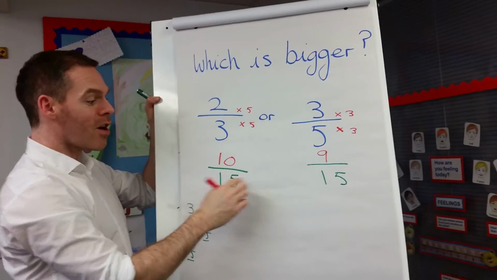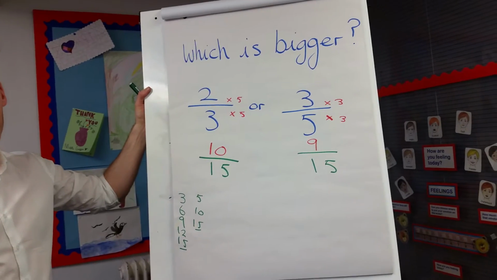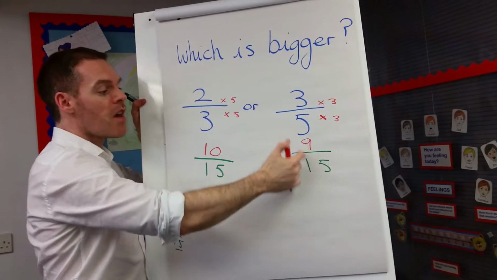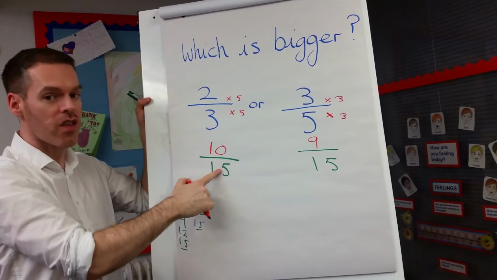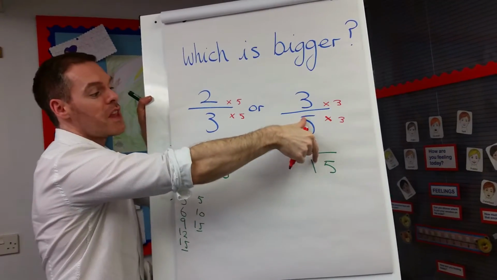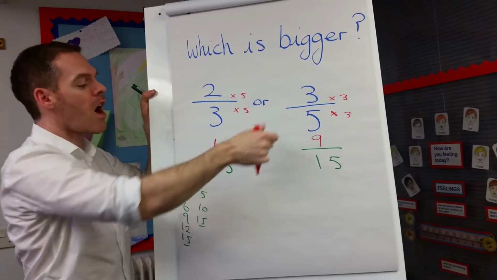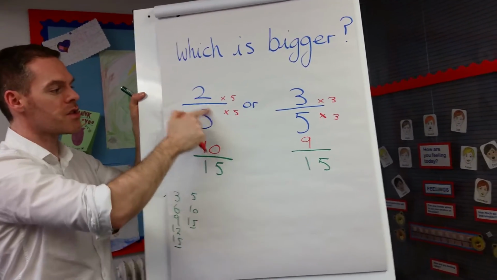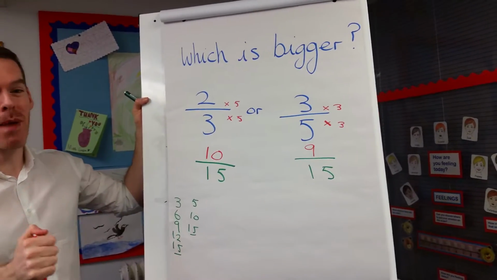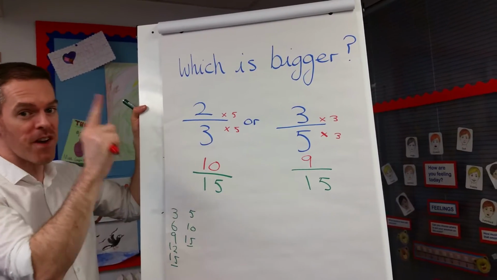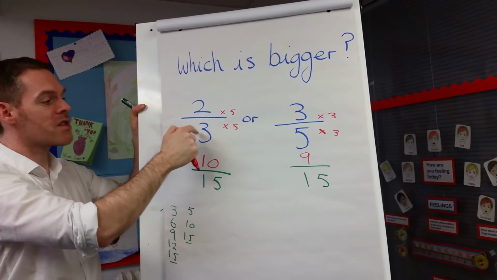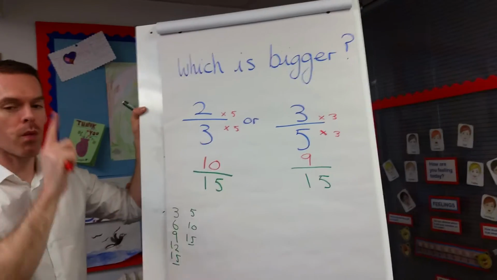Now I can compare them because they've got the same denominator. And I can clearly see that 10/15 is bigger than 9/15. I've got one more 15th here. So that means, because we know that these two fractions are the same, and we know that these two fractions are the same, they're both equivalent, I now know that this fraction, 2/3, is bigger than 3/5. I can also work out how much bigger it is. It's 1/15 bigger, because this is 10/15 and this is 9/15. So 2/3 is bigger than 3/5 by 1/15.